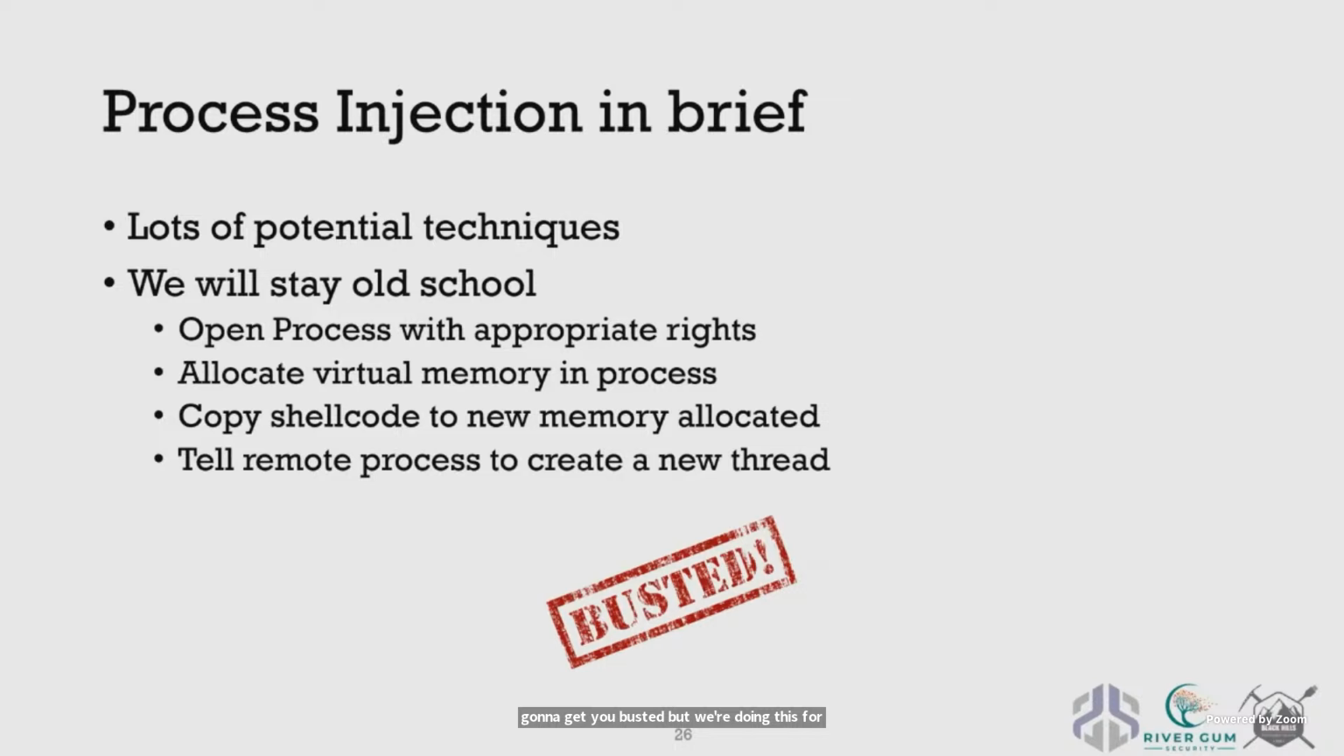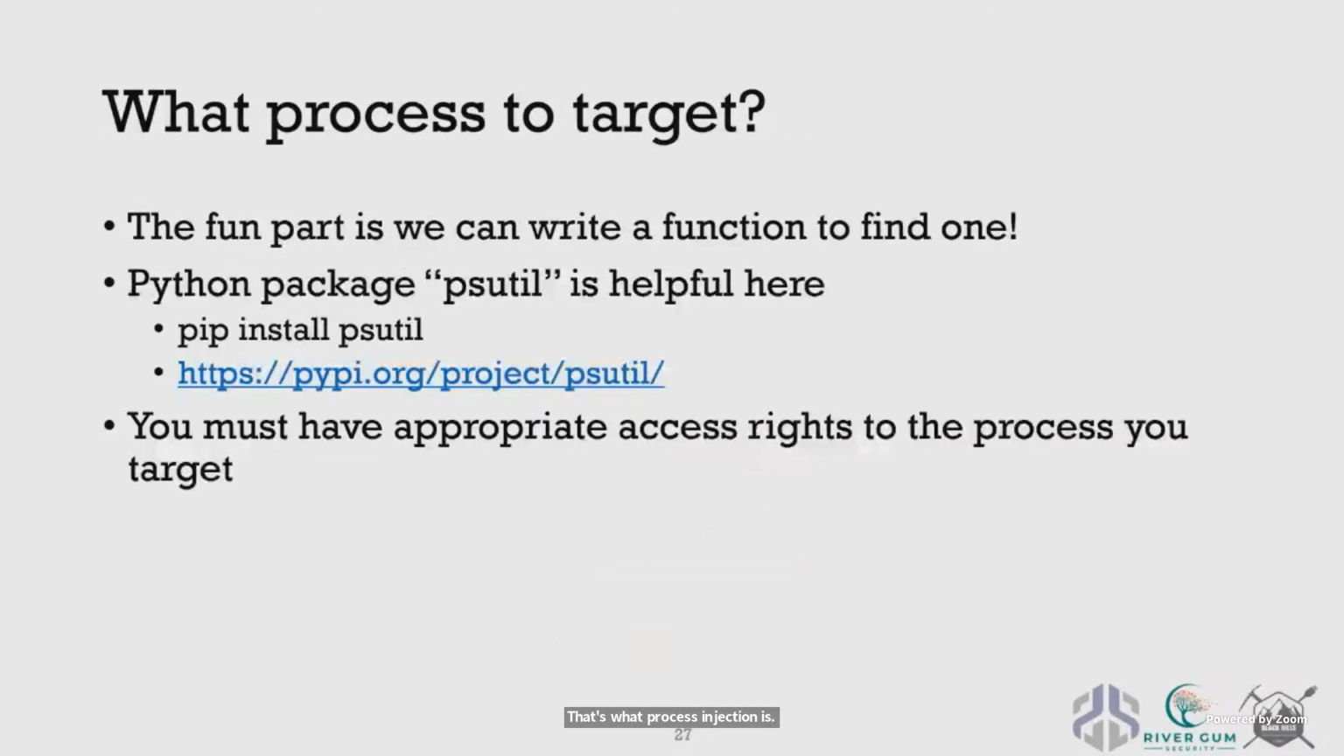So here's the methodology we need for process injection. We need to open a process with appropriate rights. And it's got to be a process that you have a security token to actually open, right? It's probably a process that's running under your same user or a lower mandatory level on the system. Then we need to allocate virtual memory in that process. Then we need to copy our position-independent machine code or our shellcode to that new memory in that remote or foreign process, and then tell the remote process to create a new thread. That's what process injection is. Nothing more amazing than that, right?